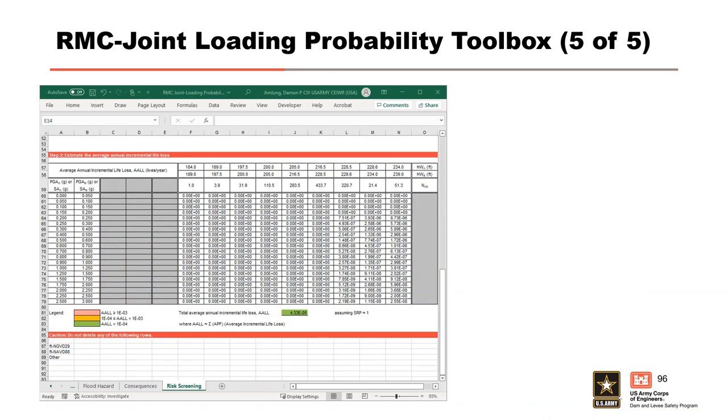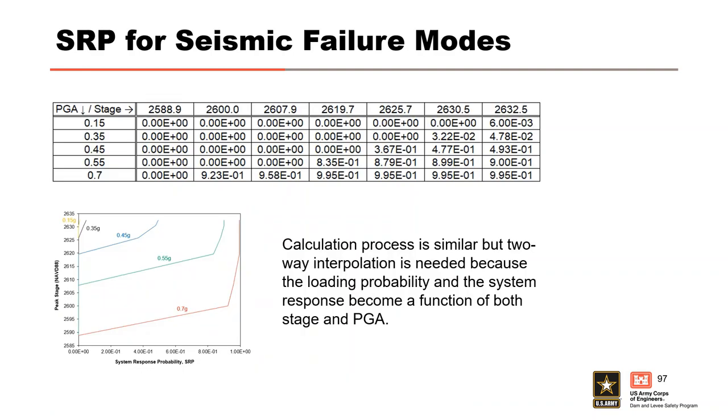Also in the risk screening worksheet, the average annual incremental life loss is calculated using the life loss consequences and the earthquake and flood threshold inputs. Instead of being able to do the calculations one column at a time, each column becomes a table for a seismic failure mode. Two-way interpolation for the system response probabilities will be required. Past that, all the calculations are the same, there's just a lot more of them.